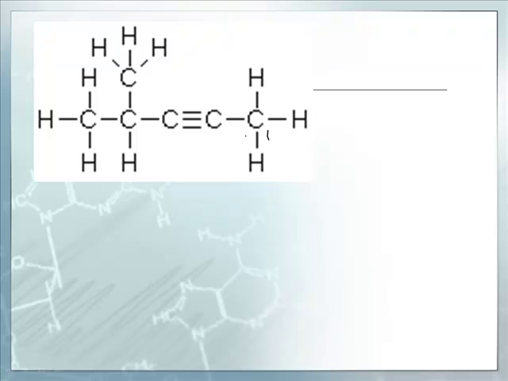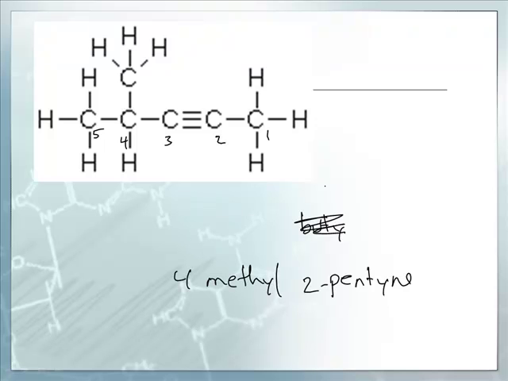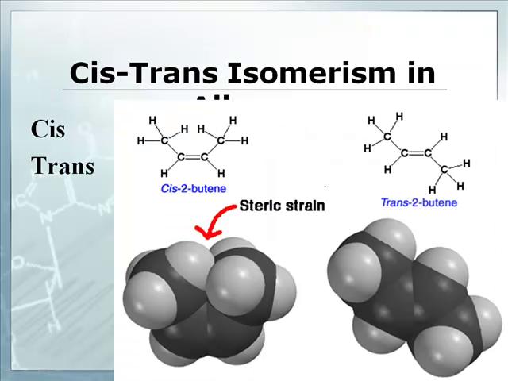All right, one more, I think. 1, 2, 3, 4, 5. So this will be a butyne. No. Nope. Yeah, pentyne. And it's a 2-pentyne, and it's a 4-methyl-2-pentyne. Yep. Good. All right.